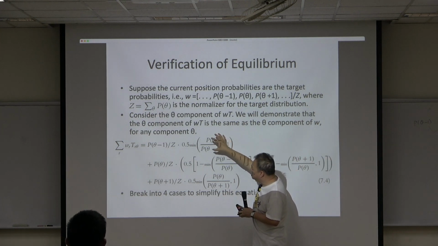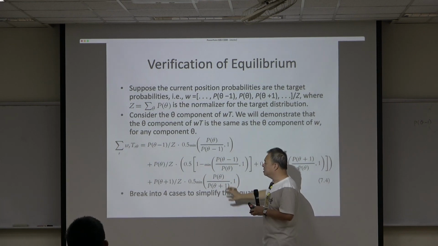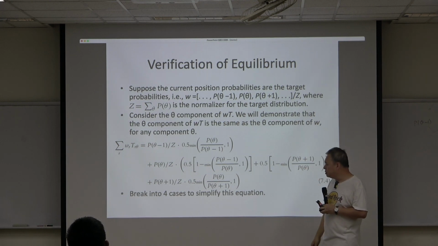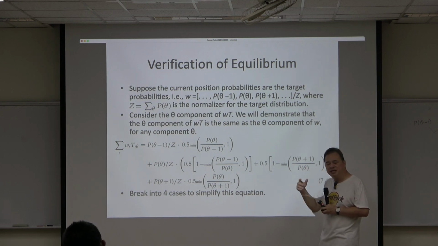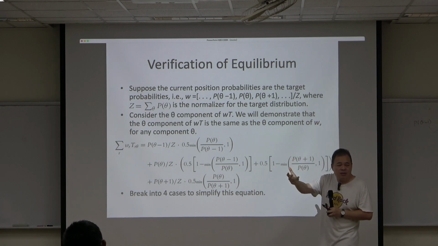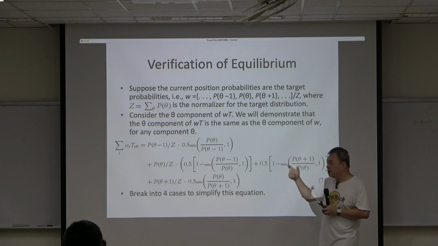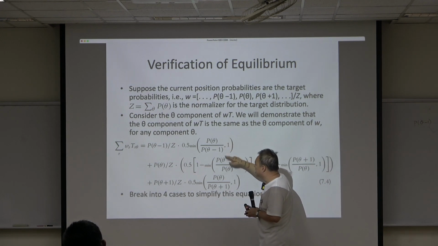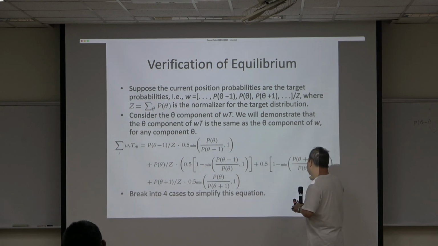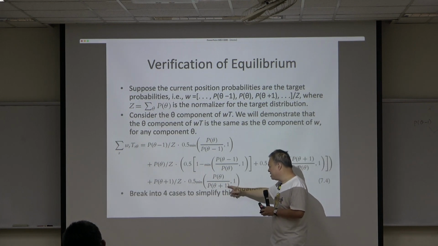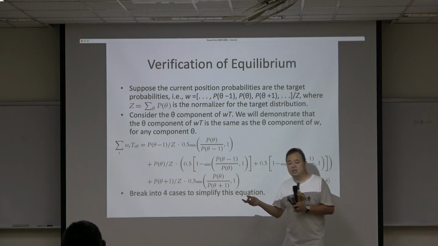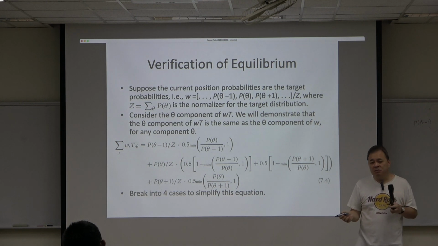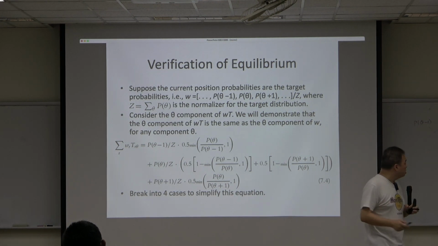Here you can see we have this term, this term, this term, and this term. We do need to find out which term is larger and which is smaller between P theta minus one and P theta, and between P theta and P theta plus one. But we never need to care about the relation between P theta minus one and P theta plus one, right? This one is about P theta minus one to P theta. This one is about P theta to P theta plus one. No term here needs us to ask the relation between P theta minus one and P theta plus one, right?